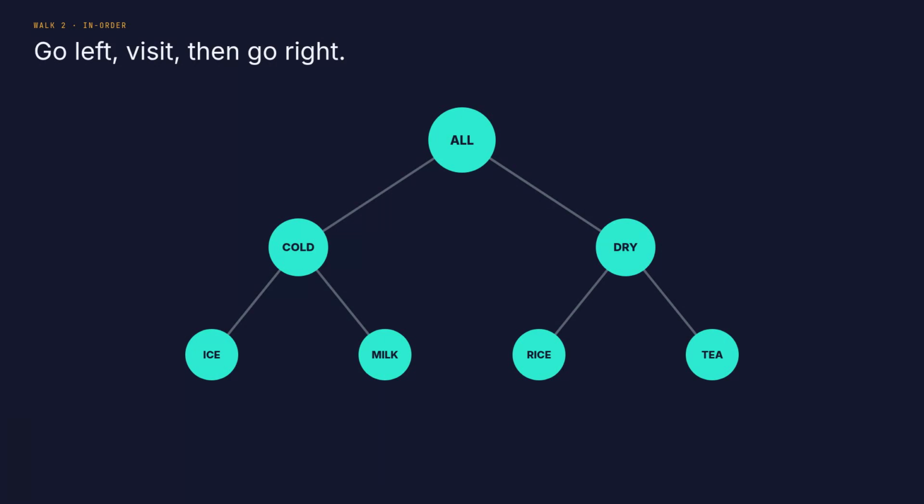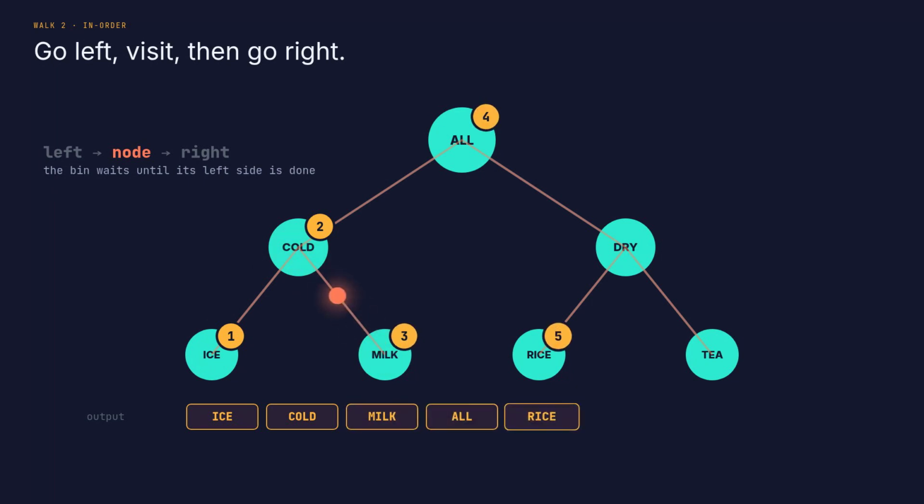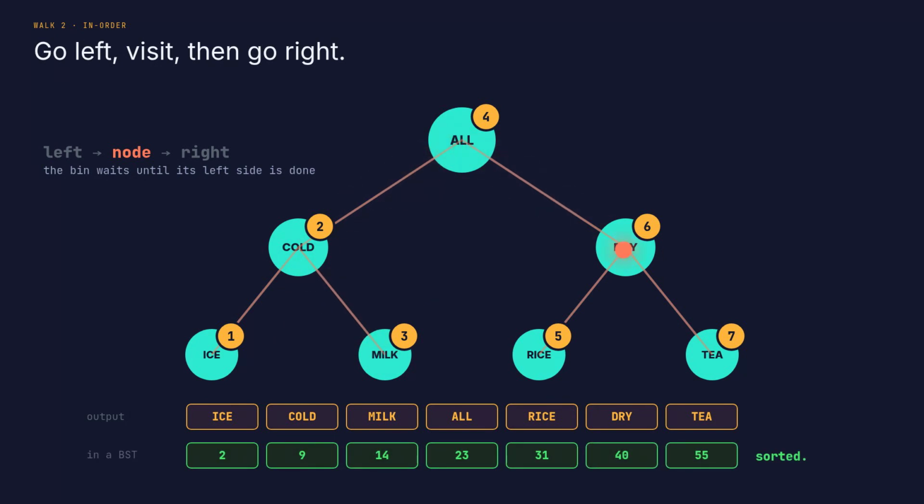Walk number 2, inorder. Now flip it around. Go left first, then visit the bin, then go right. So the deepest left bin gets counted first, and the root doesn't get its turn until the entire left side is finished. Now, this one is a binary tree thing because it needs a clear left and right. And hold on to it because in a search tree, this exact walk comes out perfectly sorted. We'll prove that in a couple of decks.